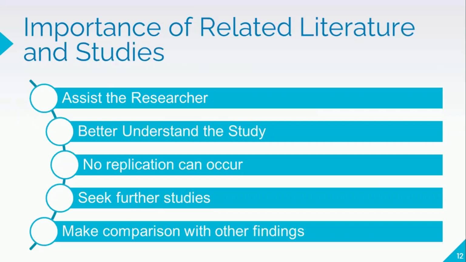Three, they ensure that no replication of other studies can occur. If an already completed inquiry is conducted again using the same variables, there is duplication. Four, they assist the researcher in seeking further sources of similar knowledge and guide him. This is because references to similar research are indicated by the bibliography of a review that is already studied. Five, they help and guide the researcher in making comparison between his findings and the findings of other researchers on similar studies, with the end view of formulating generalizations or principles which are contributions of the study to the fund of knowledge.